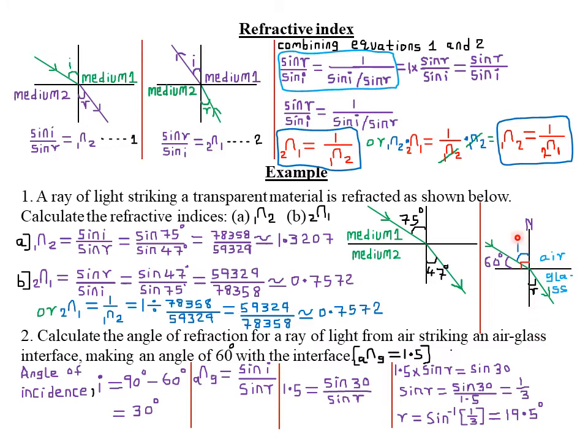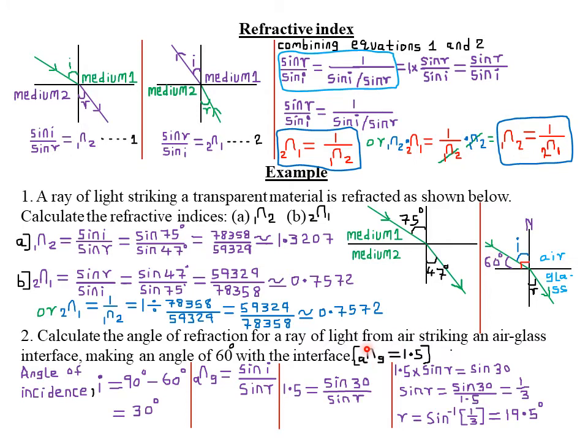I've just sketched that here. So this is what the information means, because we are required to calculate the angle of refraction for a ray of light traveling from air striking an air-glass interface, making an angle of 60 degrees with the interface. So the interface is actually this particular horizontal line here. Therefore, we are told that the ray of light is making an angle of 60 degrees with the interface. So if this is my ray of light, then this is the interface, then the angle that it is making with the interface, 60 degrees, is this particular angle here.